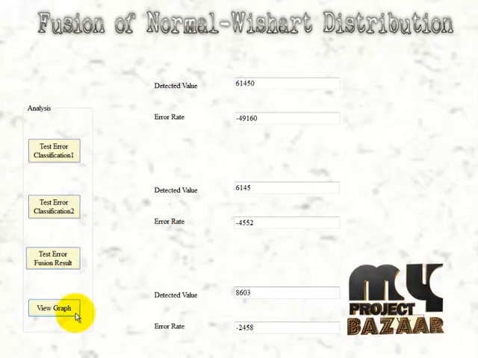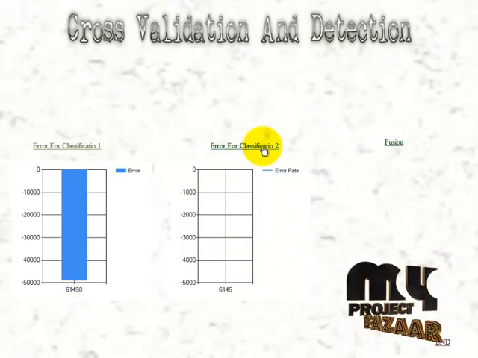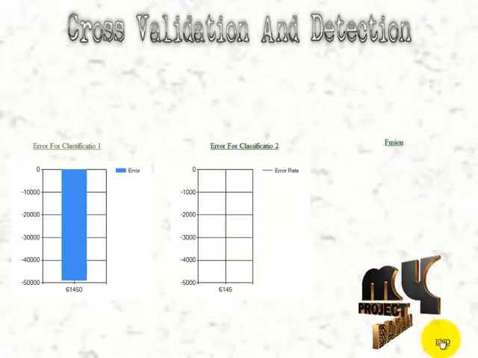And when we click on this view graph button, the error of the classification 1 data sets will be found, and the same thing for classification 2, and the result will be found. Thank you.